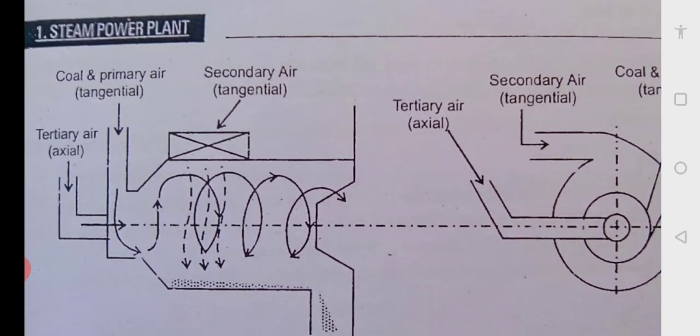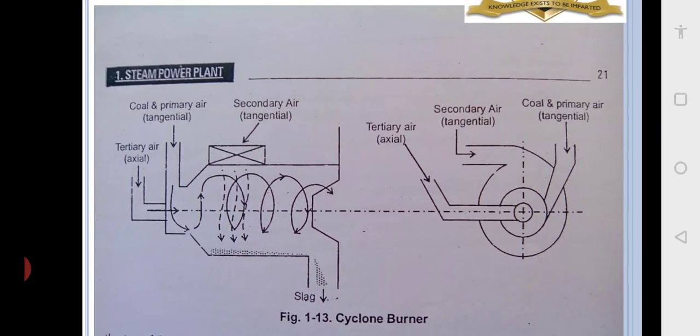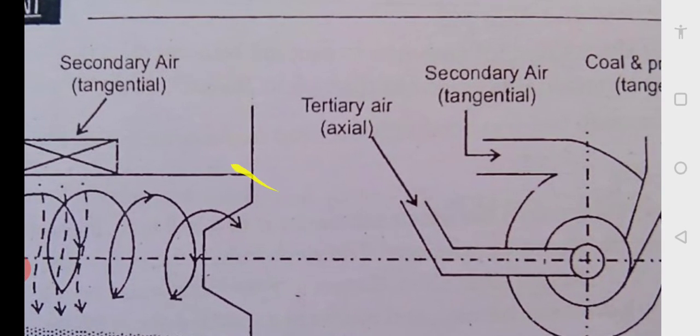So you can see to the left you have got coal and primary air coming, then you have got tertiary air as well as secondary air. This tertiary air will create the turbulence, and it is swirling, like a whirlpool. You can see the diagram here, and on the right side also you can see the diagram.